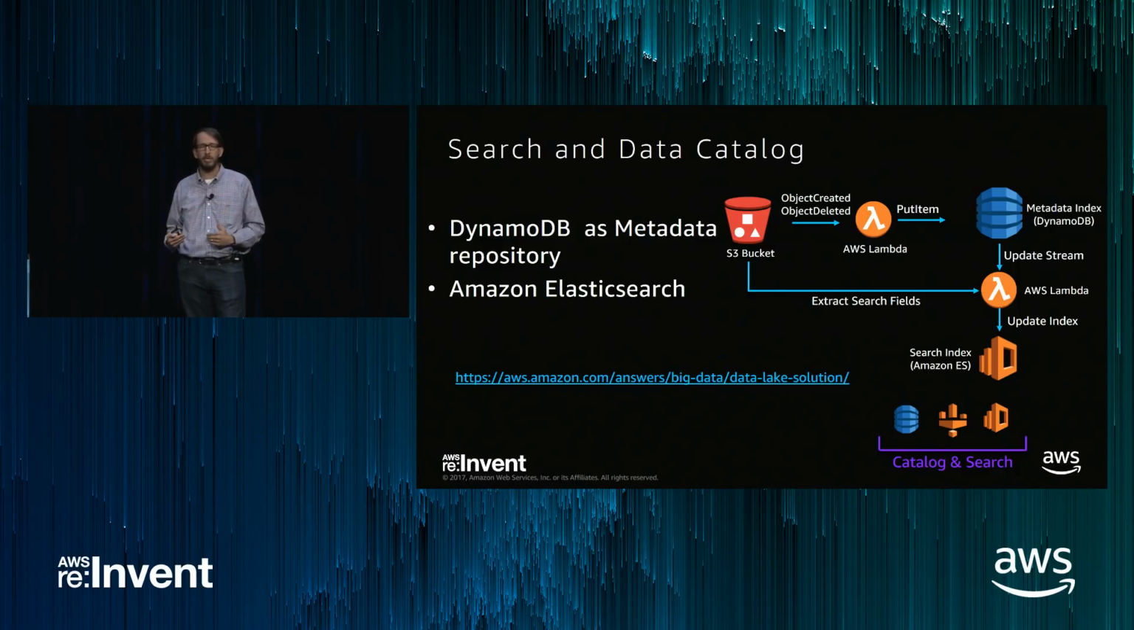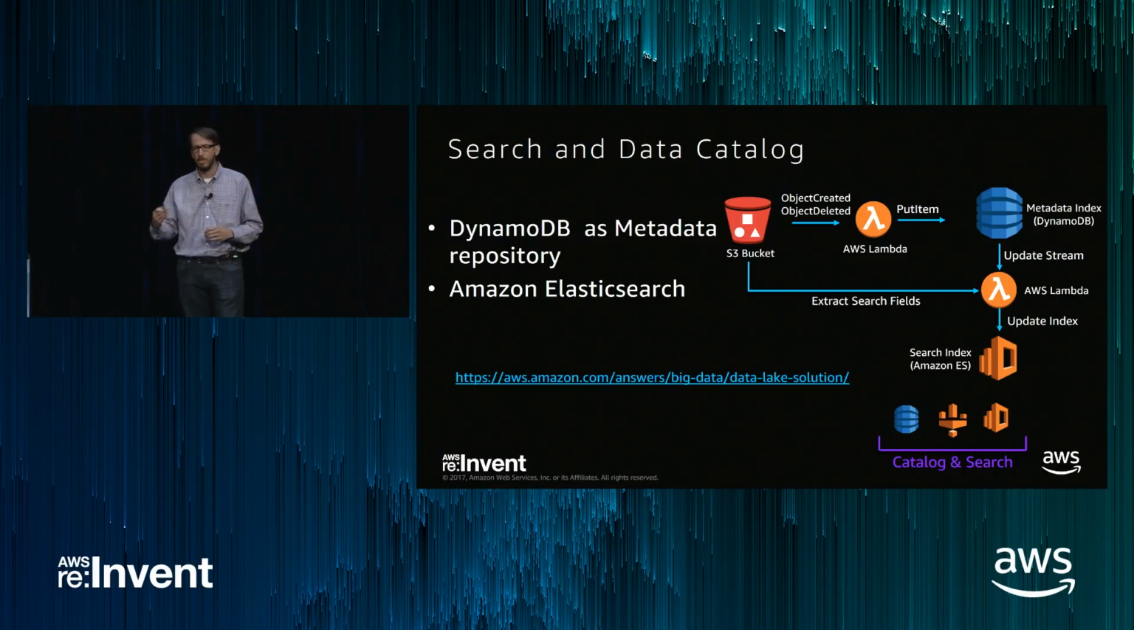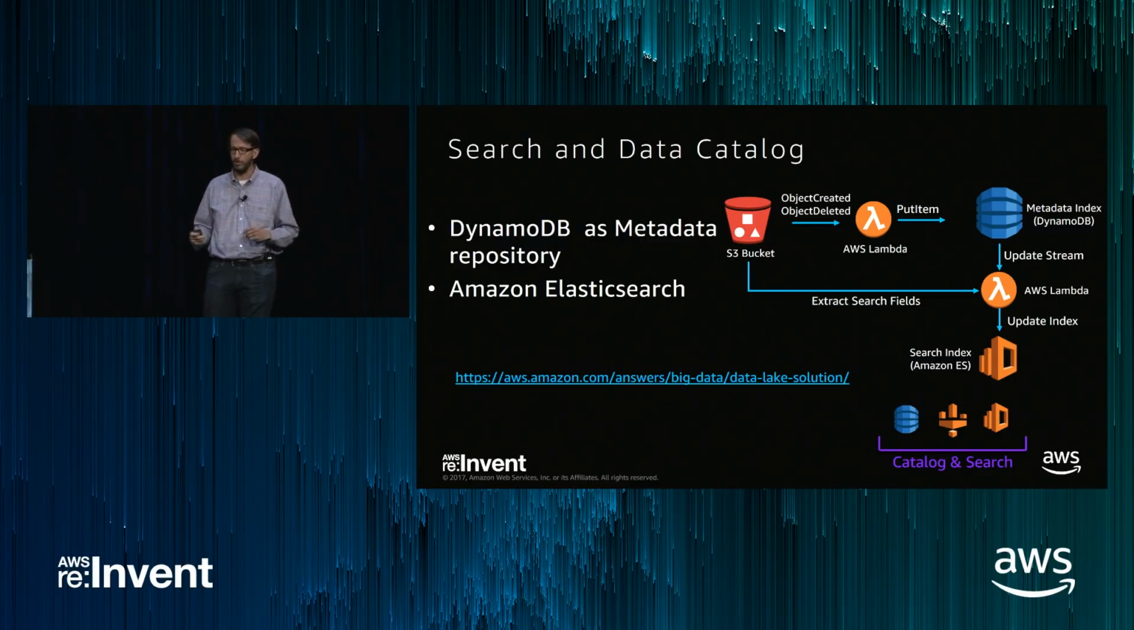And then I have an update stream with DynamoDB Streams and a Lambda function that acts on that and sends that information, as well as additional information from the source objects, into Elasticsearch for searchability, to build a searchable index. So a really great way, and a well-published and documented way, to provide data cataloging capabilities for a data lake. I've included a link here to a whole Answers article about doing just that.